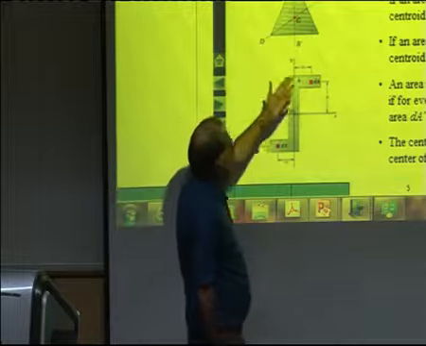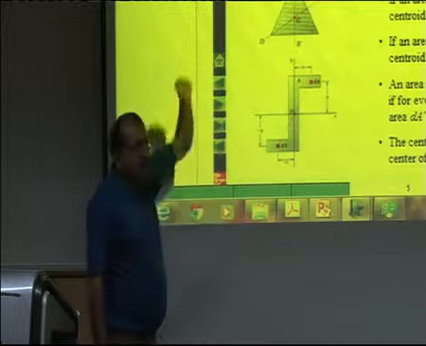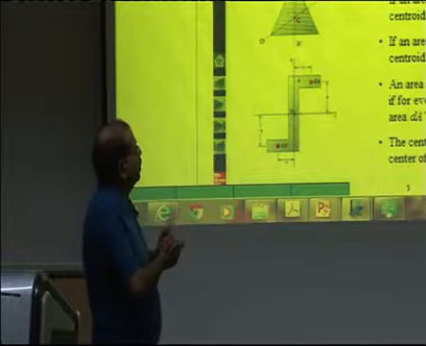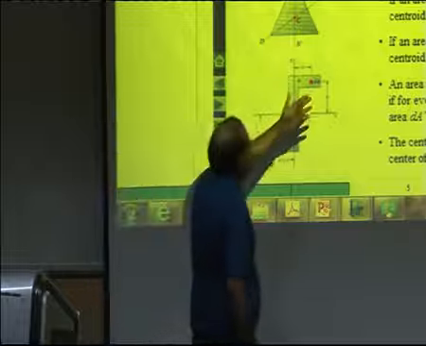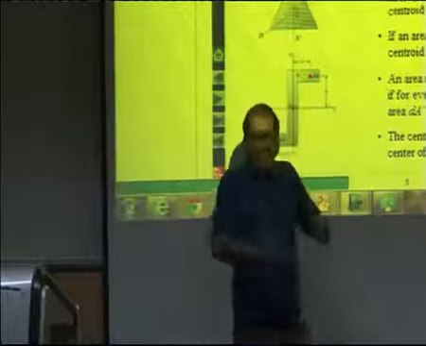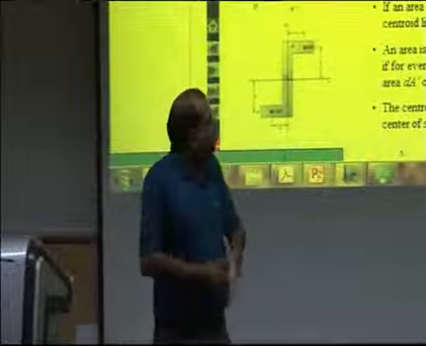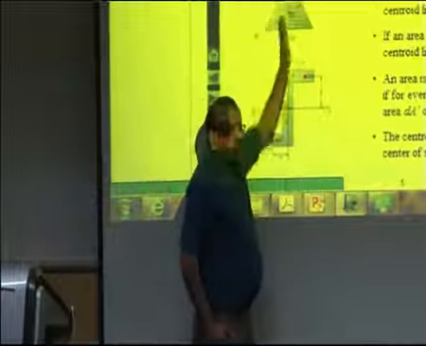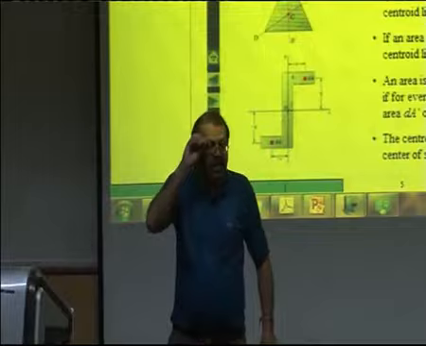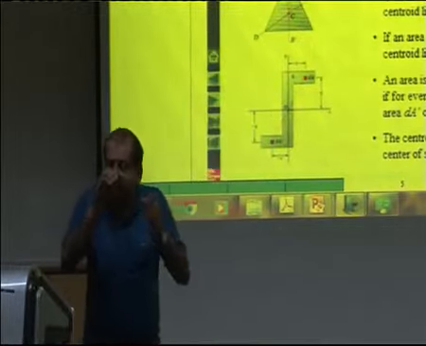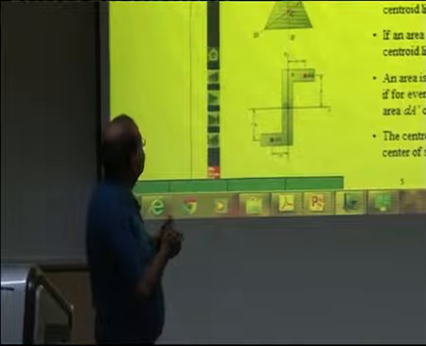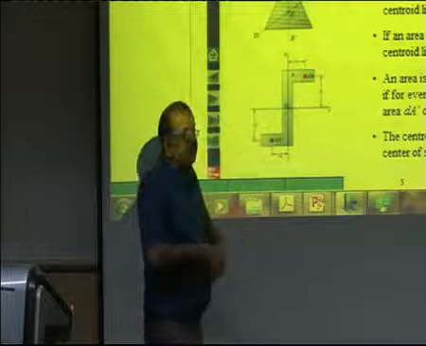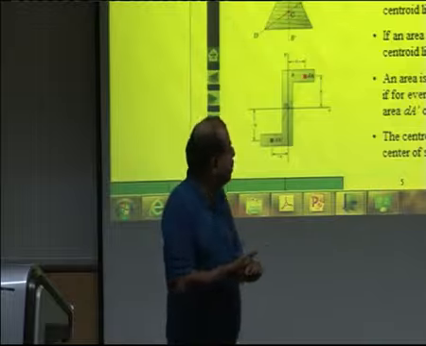The second conclusion is that if an area possesses a line of symmetry, then the centroid has to lie on that line of symmetry. And going from that comes a third point: if there are two lines of symmetry in an area, then the centroid has to be the intersection of these, because it has to lie along one line of symmetry and along the second line of symmetry. So the centroid of the area has to be the point of intersection of these two lines of symmetry. Therefore, we can use these things to determine centroids of simple shapes.